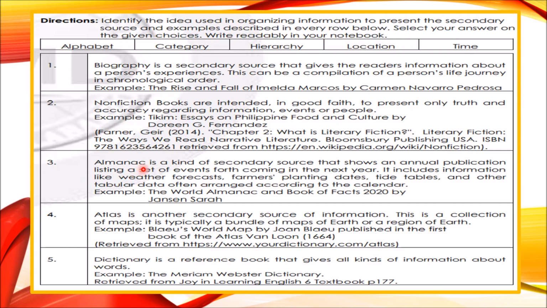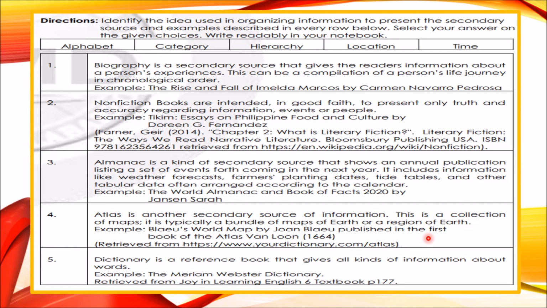Okay, next, almanac is a kind of secondary source that shows an annual publication listing a set of events forthcoming in the next year. It includes information like the weather forecast, the farmers' planting dates, tide tables, and other tabular data, often arranged according to the calendar. So is it alphabet, category, hierarchy, location, or time? So number 4, atlas is another secondary source of information. This is a collection of maps, a bundle of maps of the earth and a region of the earth.